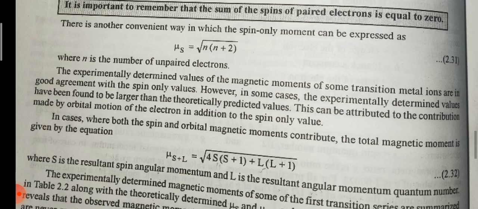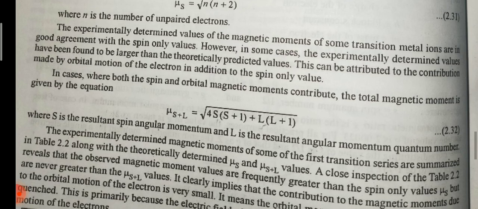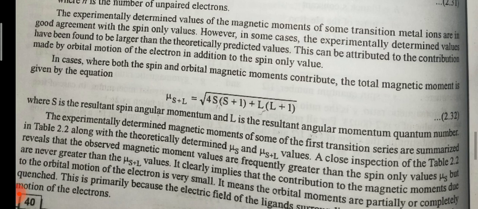Now, other forms of spin are given. It is important to remember that the sum of the spins of paired electrons is equal to 0. The experimentally determined values of magnetic moment of some transition metal ions are in good agreement with the spin only values. In some cases, the experimentally determined values have also been found to be larger than the theoretically predicted value. This can be attributed to the contribution made by the orbital motion of the electron in addition to the spin only value.